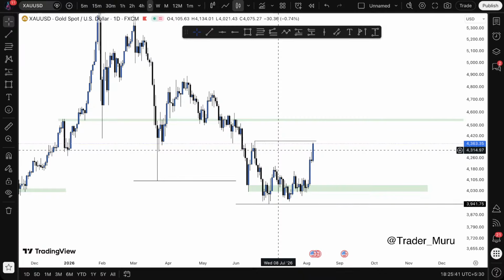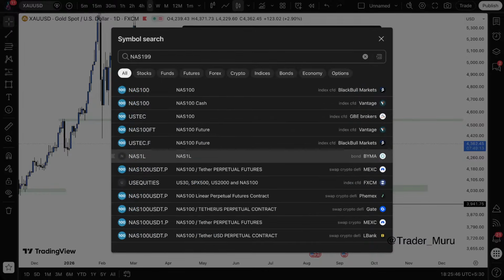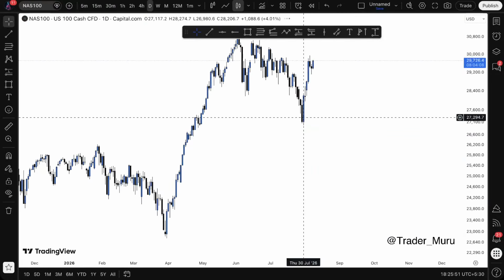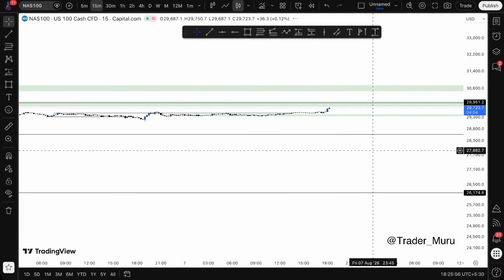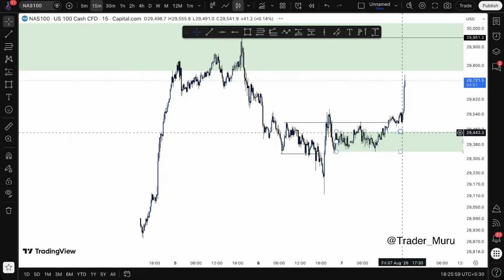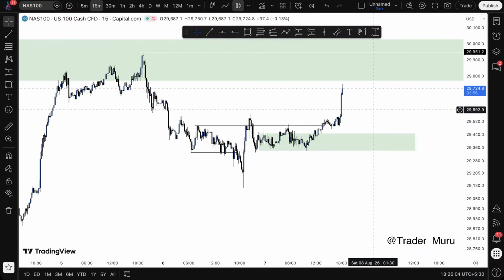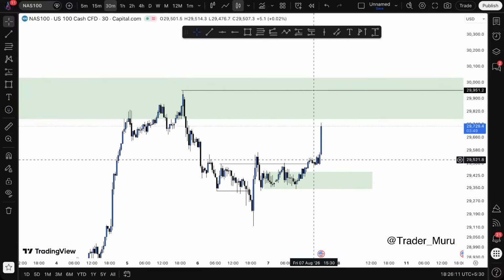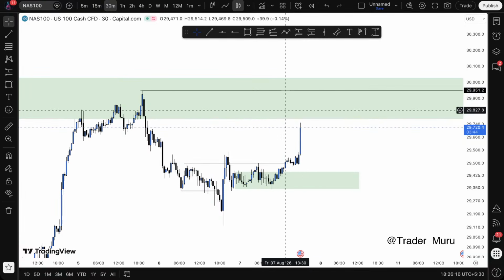Sir, can you please check NAS 100? Okay. What happened? Already told you that it will be bullish and it will test this area again. We just analyzed that price is bullish and it can test this area again.